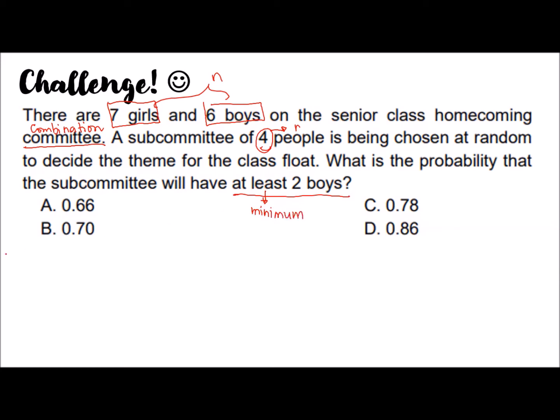Okay, so if that's the case, I want to use a tabular form so you can understand it better. Let's have first the boys, because they are what we consider in the problem. And then we have here the girls. And always remember that our boys are 6 and our girls are 7. Okay? Now, our r is composed of 4. But in those 4, there should be at least 2 boys. So, let's start with 2, because that is our minimum.